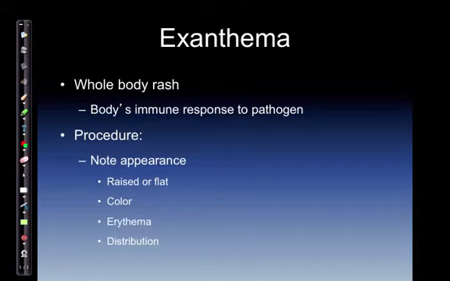Exanthema, whole body rash, the body's immune response to a pathogen. Procedures on this, note appearance if it's raised or flat. Whenever we notice a rash, was it papular, which is a raised lesion, vesicular, which has tiny blisters, or macule, which is flat, can be felt. The color can range from brown, which are more likely freckles, to red, purpura, purple or maroon colored lesions.